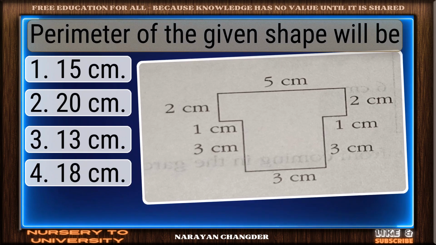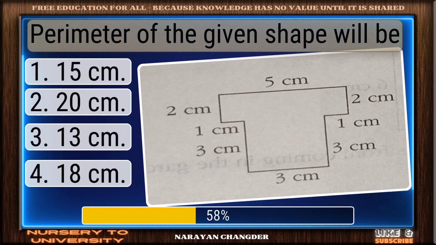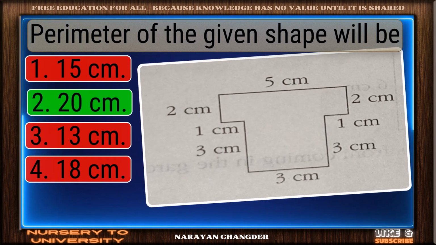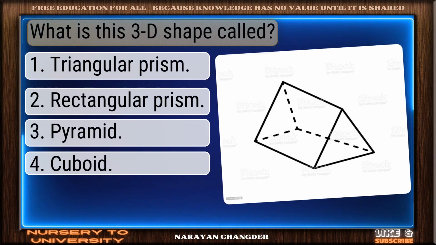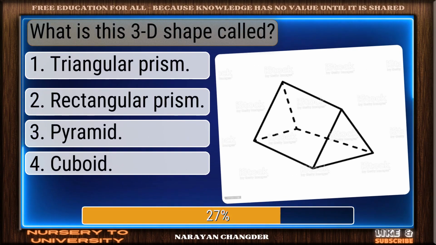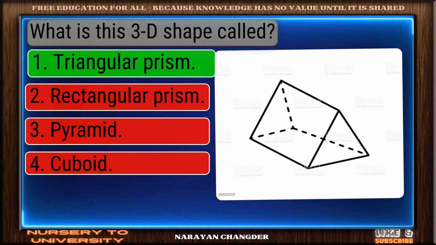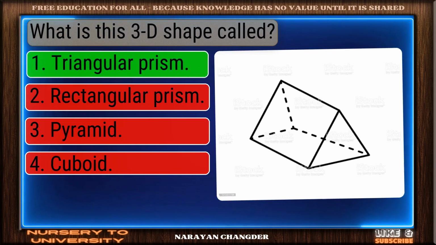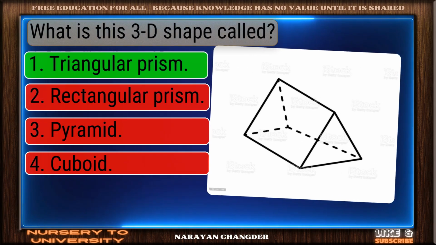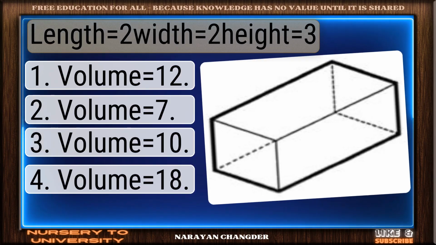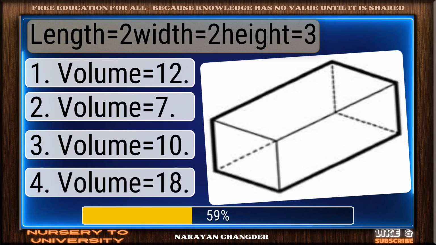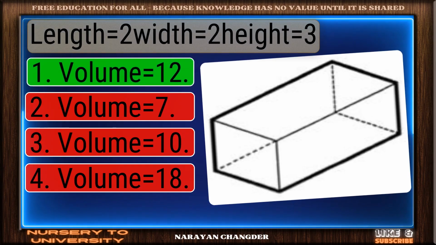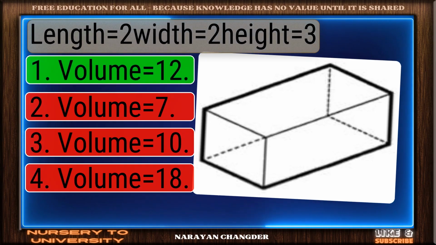The perimeter of the given shape will be. Right again. 20 cm is a valid answer. What is this 3D shape called? Correct response. Triangular prism is the most accurate answer. Length equal to width equal to height equal to. Solid response. Volume equal to 12 is a valid choice.